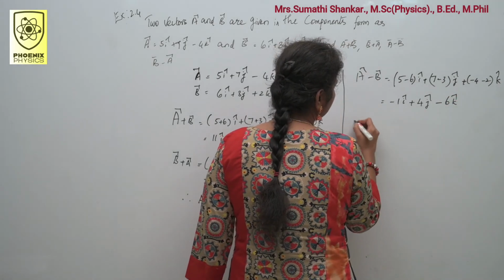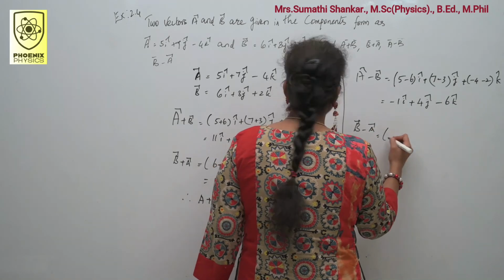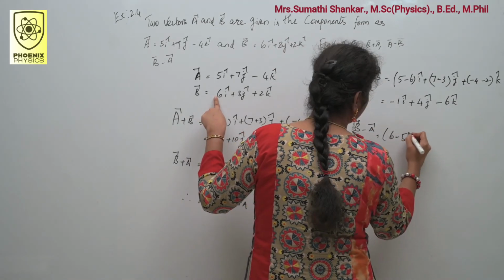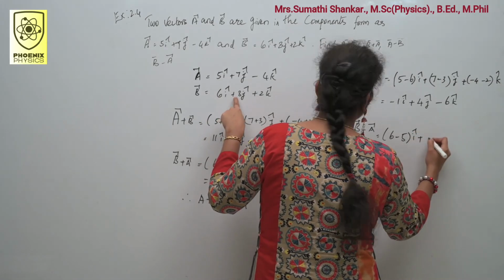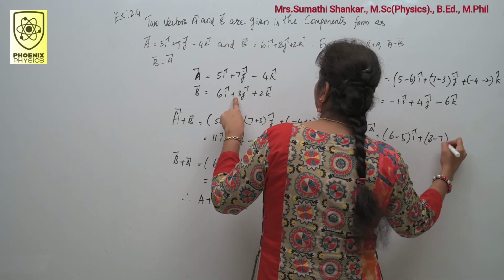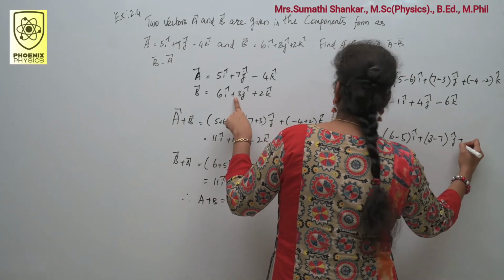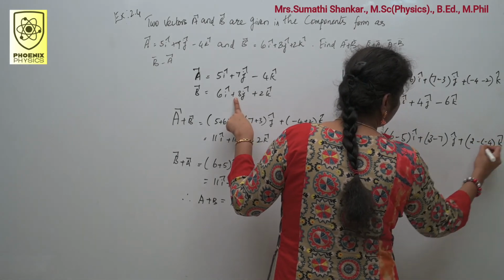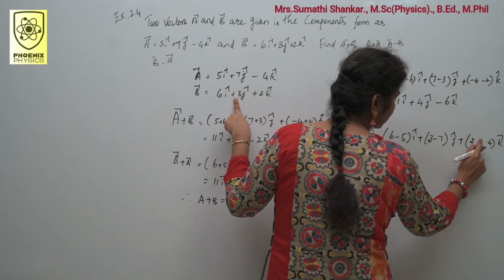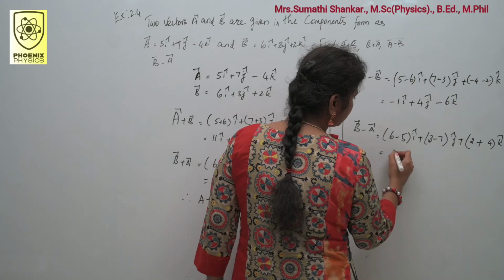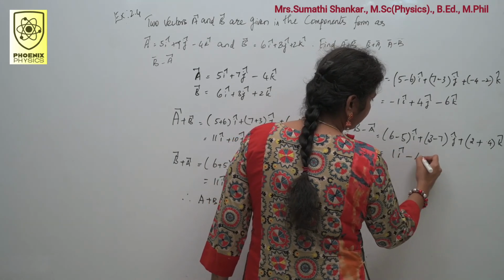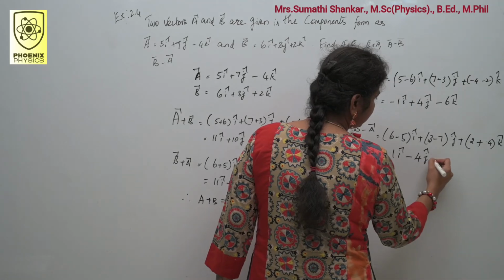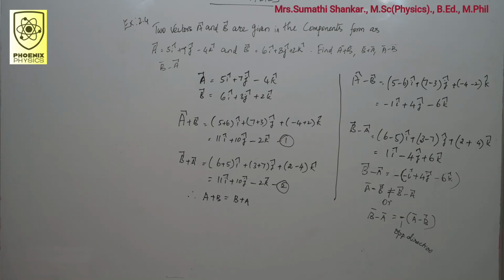Next we are going to find out B vector minus A vector. What is B vector? 6 minus 5 i vector plus 3 minus 7 j vector plus 2 minus into minus 4 k vector. What is minus into minus? Minus into minus is plus. So 2 plus 4. Your answer is 1 i vector minus 4 j vector and 6 k vector. B minus A vector is equal to 1 i vector minus 4 j vector plus 6 k vector.